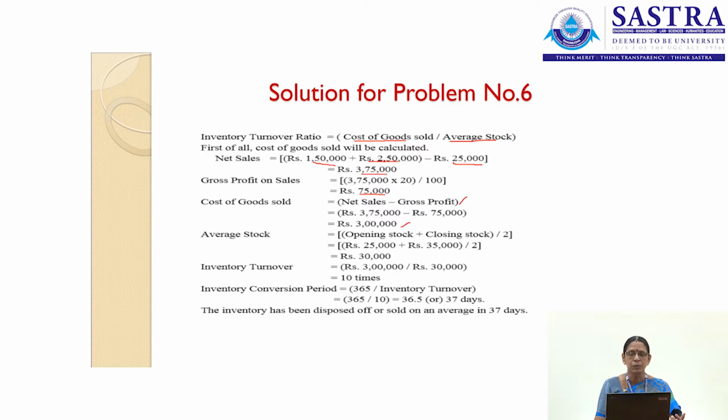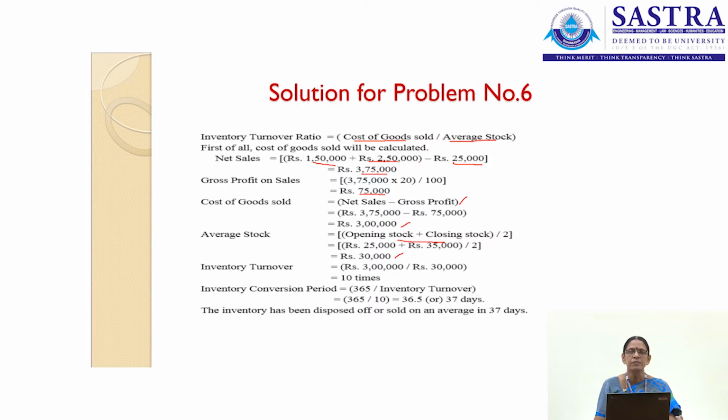It can be otherwise calculated like this. Net sales is 3,75,000. What is your 80%? 80% is also called cost of goods sold. If GP is 20%, cost of goods sold is 80%. As we already told, average stock is opening stock plus closing stock divided by 2. That is 25,000 plus 35,000 divided by 2, we will get 30,000 rupees.